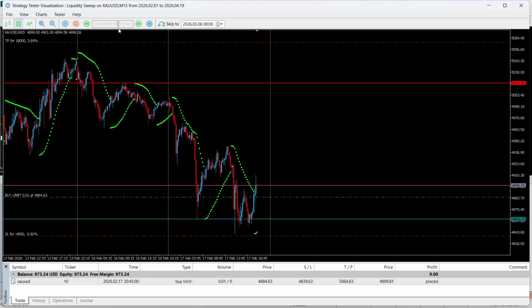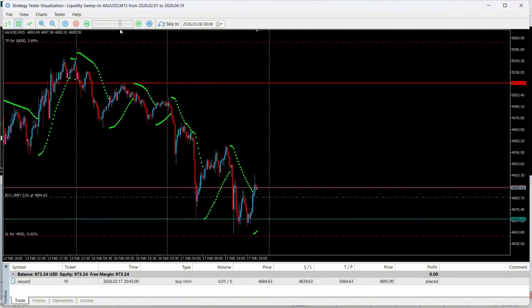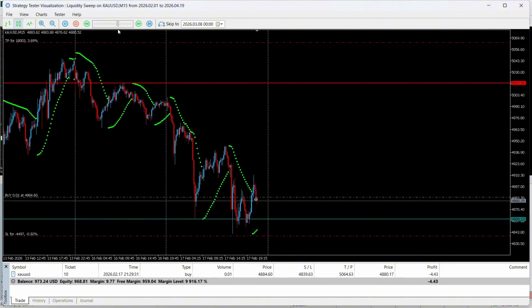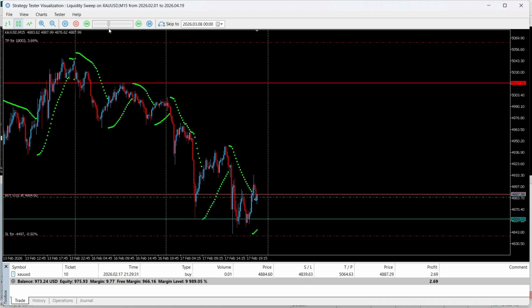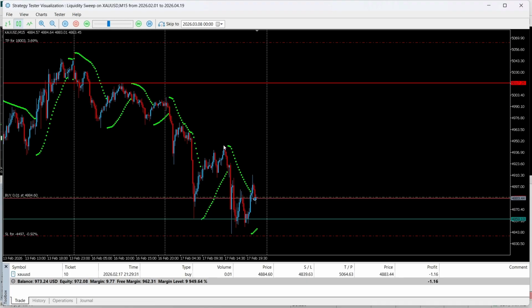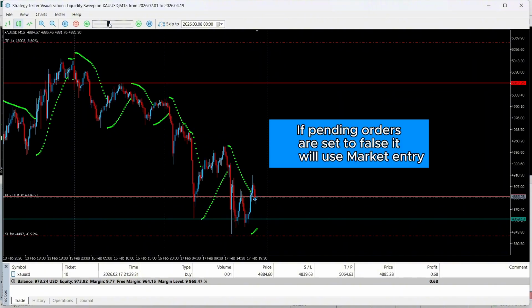As you can see, price drops, then we get tagged in. The pending order will also cancel if it hasn't triggered within a certain amount of candles. So it will cancel. I think mine's set on 5 or 7 candles. So you can see it's in the trade at the moment.